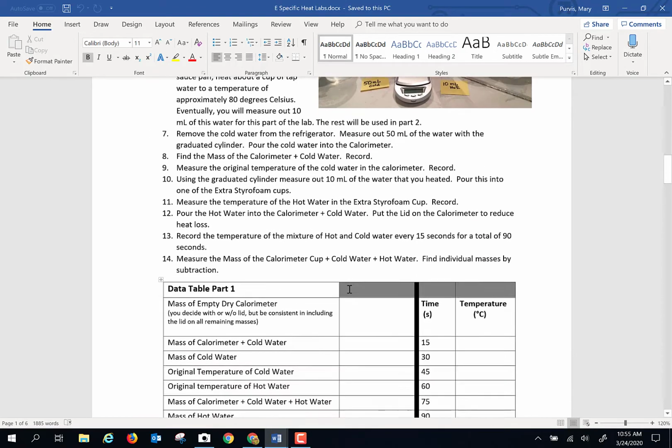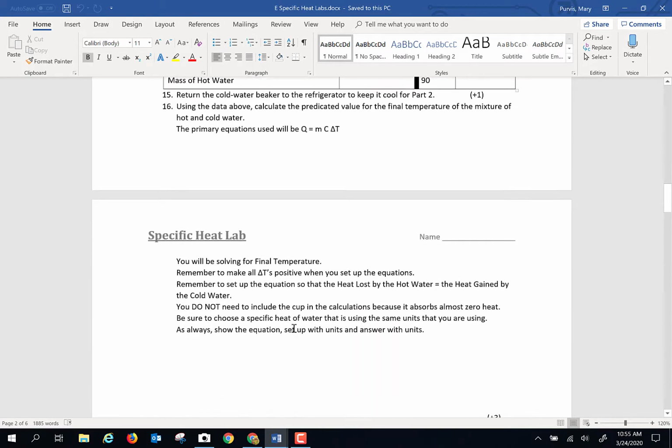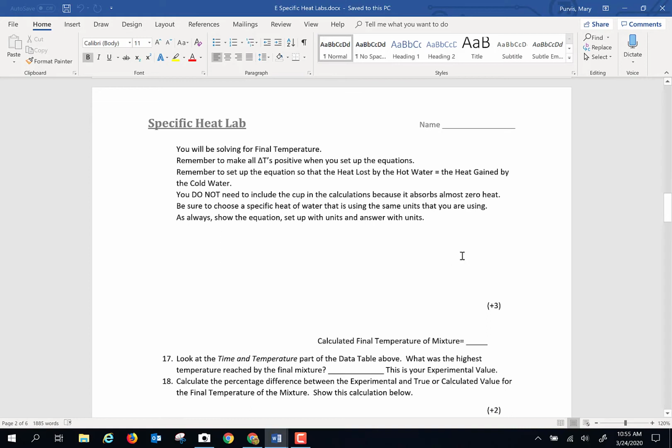Once you pour both of these things together, you're going to take the temperature of the mixture every 15 seconds, and the highest temperature it reaches during this period of time will be considered your final temperature. You're going to need to know the mass of things as you go along, and you're going to find the mass of just the cold water, mass of just the hot water by subtraction, massing by difference. We do this all the time if you've ever taken chemistry class, and so just do some subtraction and that should be pretty easy.